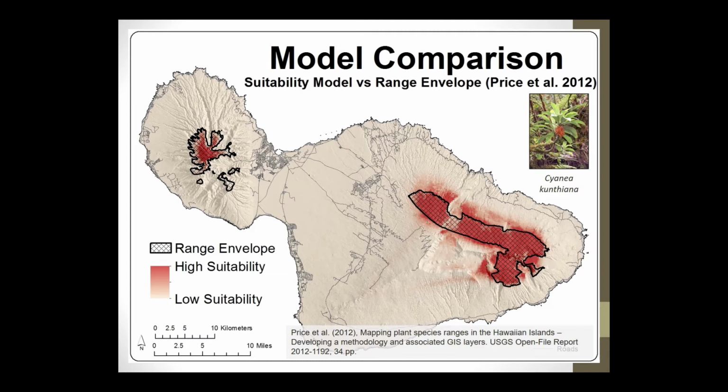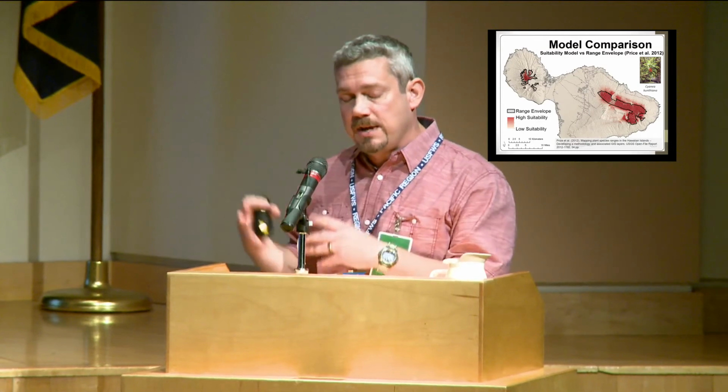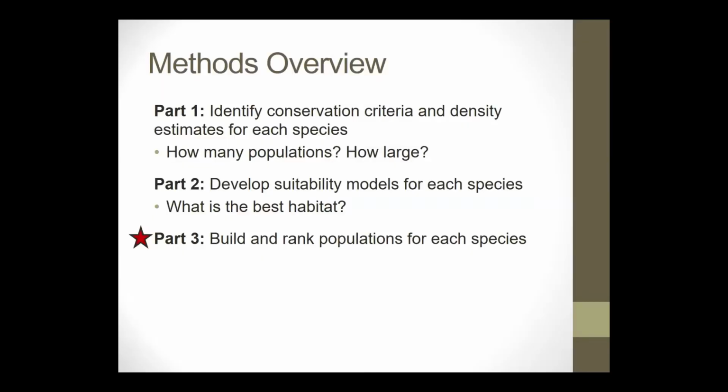You may be asking, if you already have a model, why are you developing more models? The reason is that the previous range envelope estimates are really just binary estimates. So it's either in the range or out of the range. What we're really interested in is how suitability varies across the landscape, because we want to use that information to figure out where our recovery populations are located. Which brings me to the third part, which is building those populations on the landscape.